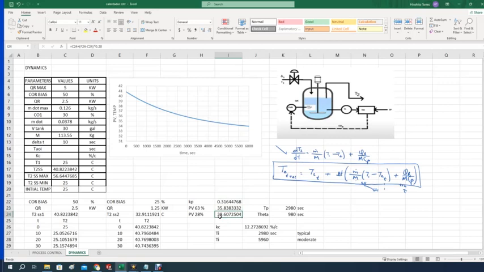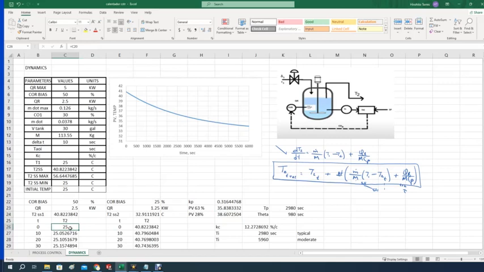At least the second part, which is the one that we are really interested in. Why not the first one? Because on the first one, the initial temperature is 25. 25 is not a steady state value.